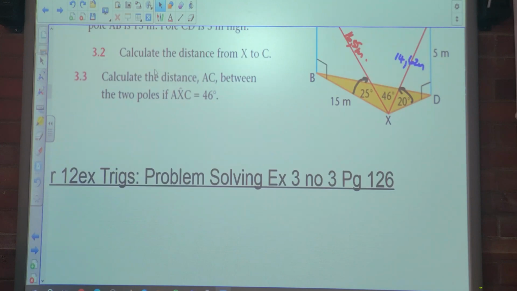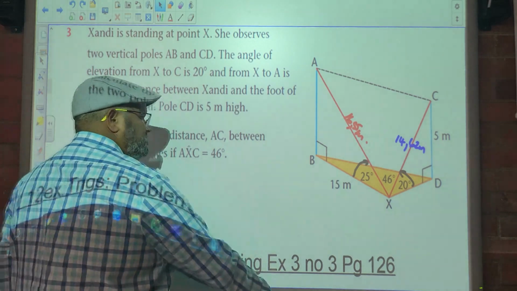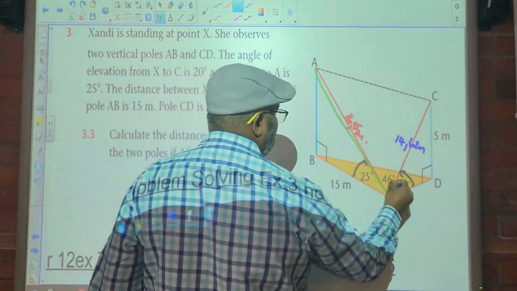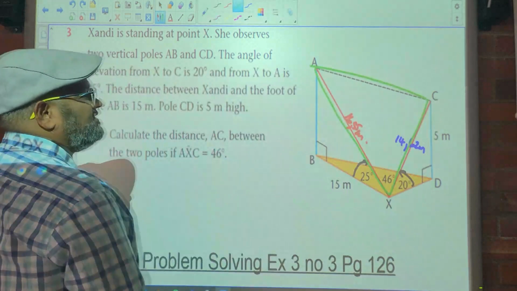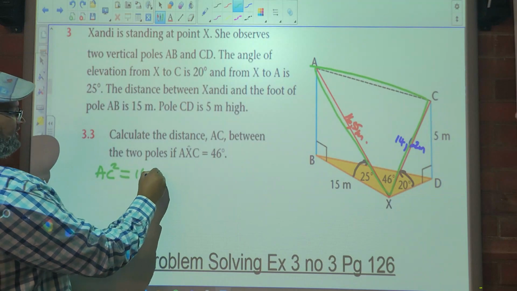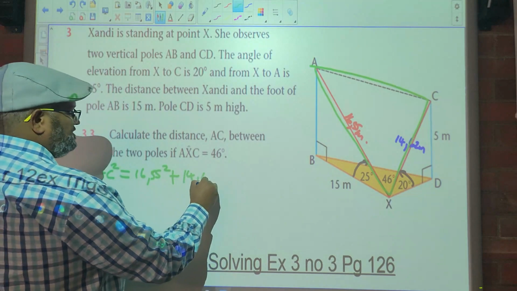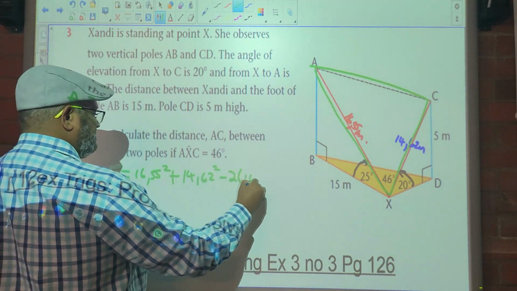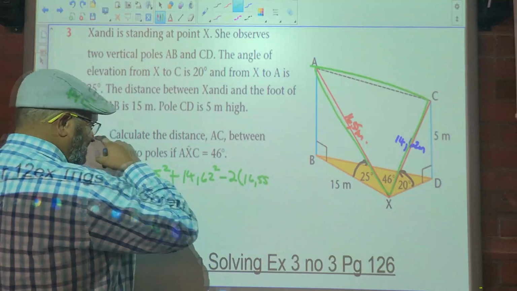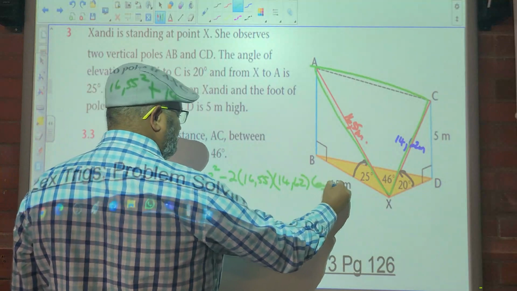So then 3.3, it says calculate the distance AC between two poles if AXC is 46 degrees. So what you should see now is two lengths and included angle. So which rule is that? Cos rule. So AC squared is equal to 16,55 squared plus 14,62 squared minus 2 times 16,55 times 14,62 cos of 46 degrees.